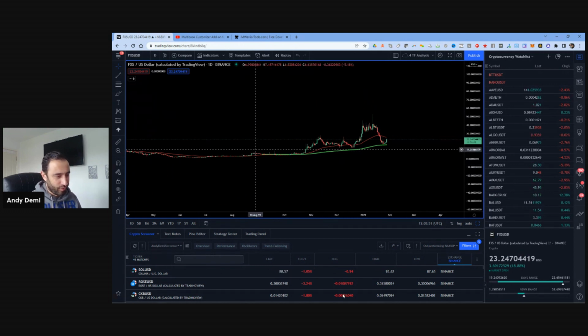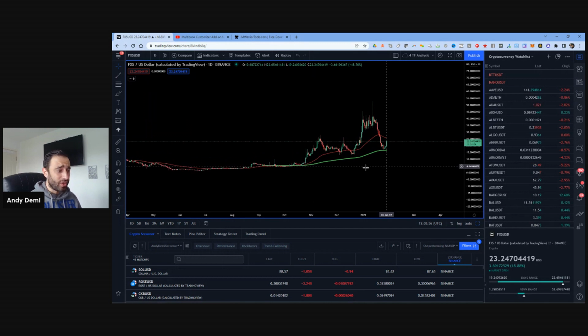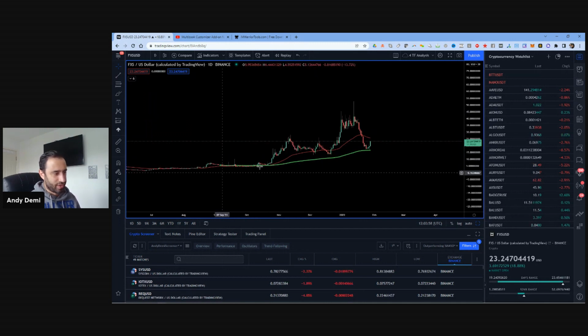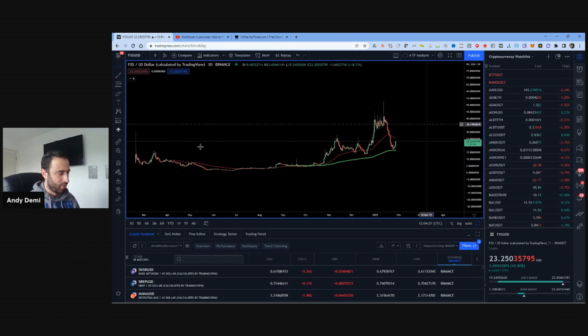Now, look, again, we found all of these just by using this screener. And look at this chart here. This is exactly what you want to see. The 50 above the 200. Yes, the market has pulled back, but that's exactly what you want. A nice buy price where you could potentially catch a move higher.